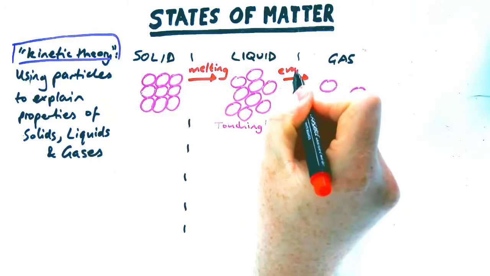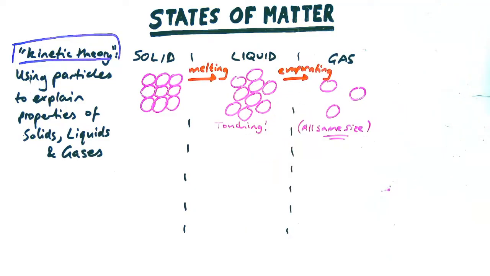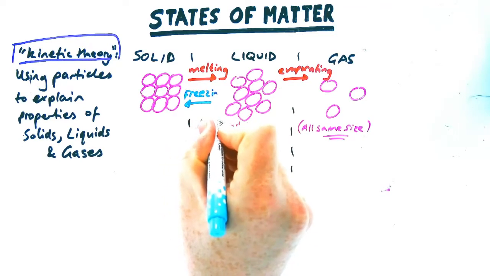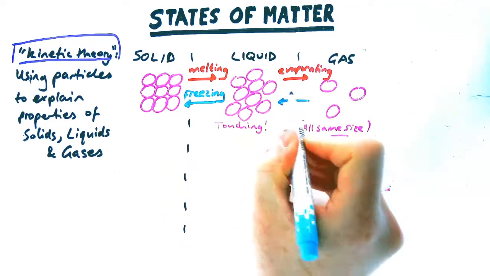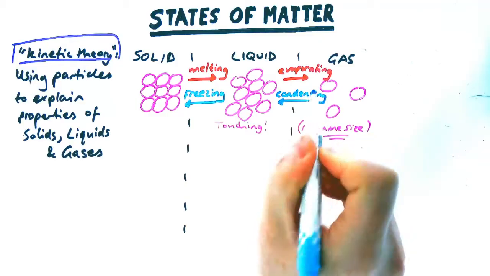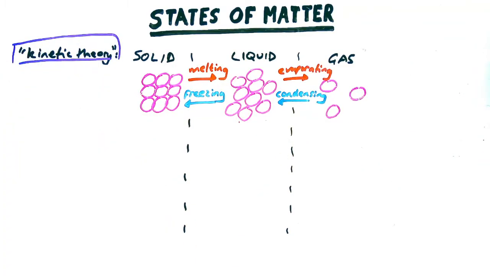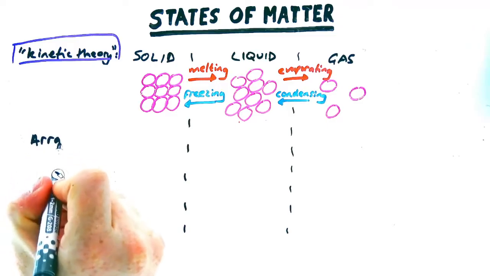First things first, we're going to talk about states of matter changing today. We should know that solids to liquids is called melting, liquids to gas is evaporating, and the opposite processes are freezing for liquid to solid and condensing from a gas to a liquid. So let's use this idea of kinetic theory to help explain a few of these properties.